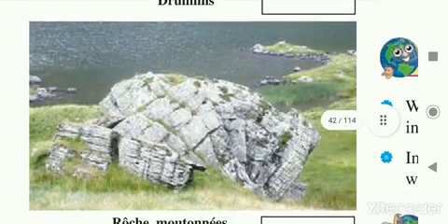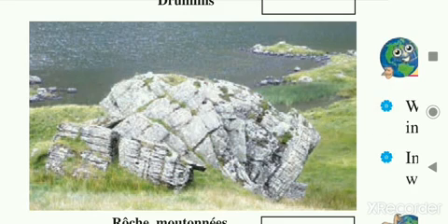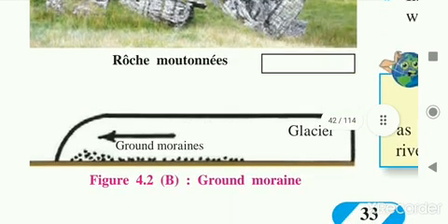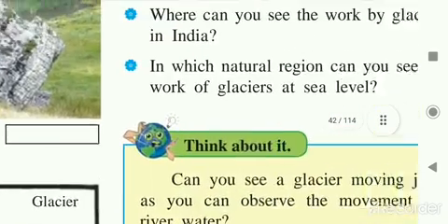Last is the Roche moutonnée, given here. It is a landform found in the glacier bed. It is formed due to the erosional work of the glacier. With the passage of glacier ice over rock, the upslope side becomes smooth while the downslope side becomes rough because of weathering by melted water. This is called Roche moutonnée.